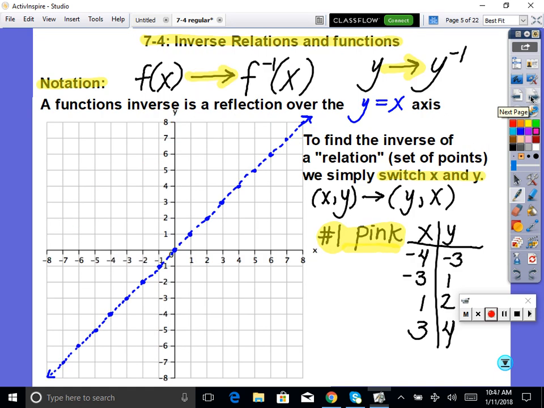So let's get to today's lesson. So we're starting right away. This is 7-4. We're going to be learning about inverse of functions. So we're going to first talk about notation. Now, notation just means how we write things, like how we state something, how we write it.